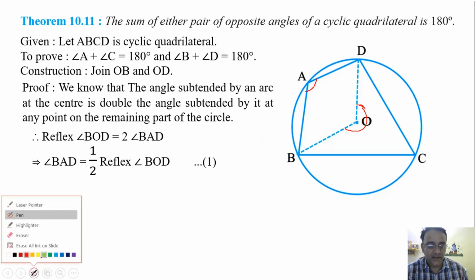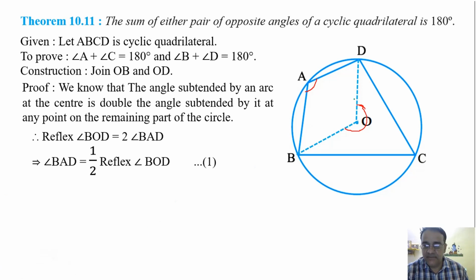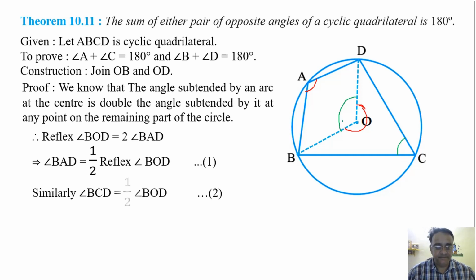Okay, and this angle is 2 times this angle, right? So this angle, angle BAD, is half of this reflex angle, and angle BCD will be half of BOD. Clear? And what is the sum of these two angles? 360 degrees, a complete angle.